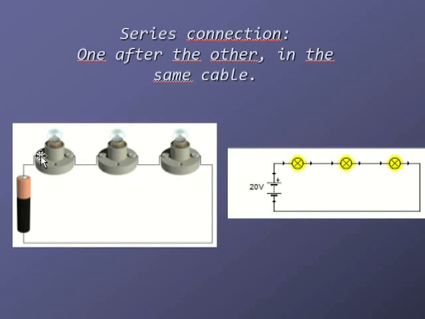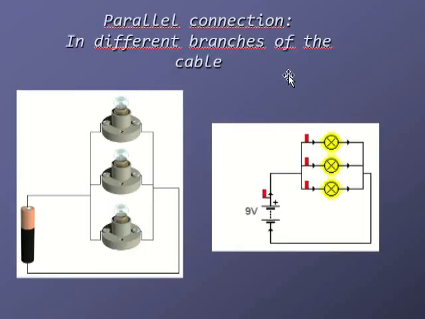For example, you have three lamps here, and they are connected one after the other. The other way to connect elements is in parallel. Parallel connection means that they are in different branches, in different paths. Here you have three lamps as well, and they are connected in three different paths.